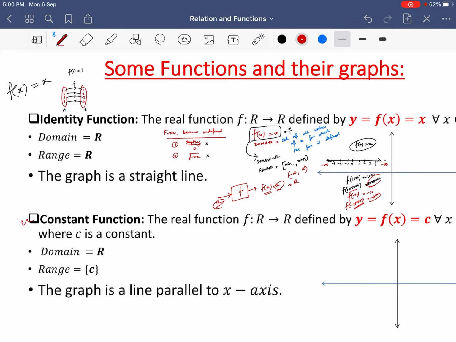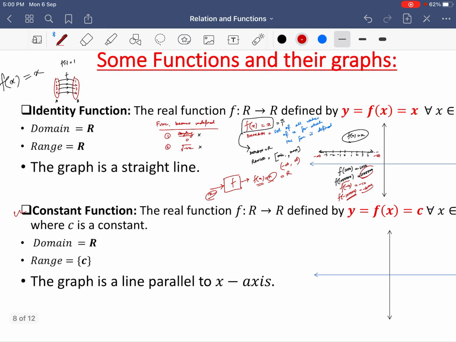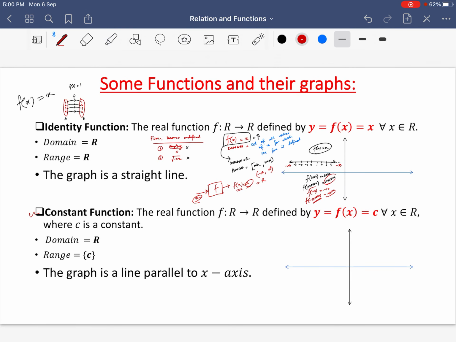So the graph is not important. Now the constant function. What is a constant function? A real function defined by y equals f(x) equals c, where c is a constant. Constants like 2, 5, 6 are all constant because they don't change their values. So here c denotes a general constant, every single number you have.